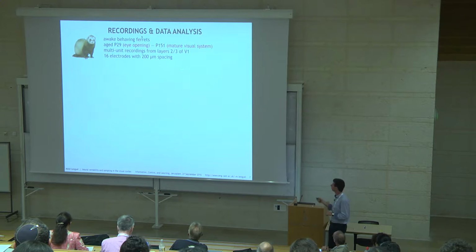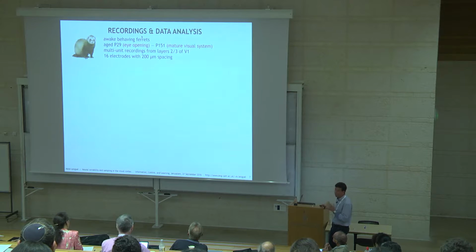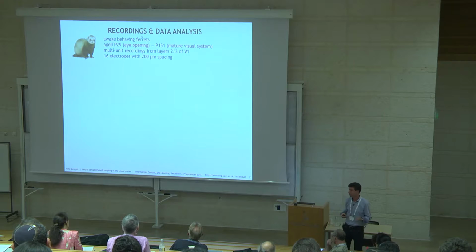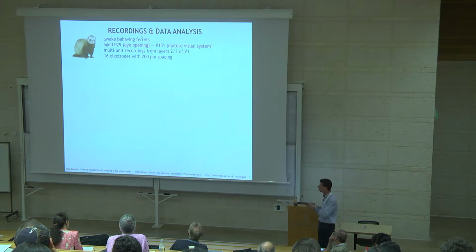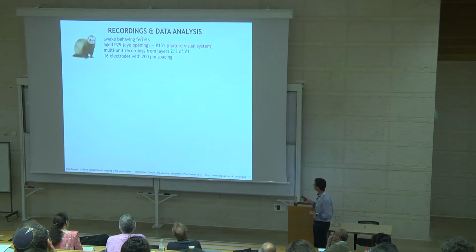People usually don't look at ferrets of this age. In classical terms, the visual development is supposed to have finished roughly by P80. It turns out that with our measures, there's something interesting happening still much later. And we used multi-unit recordings from superficial layers of V1, with 16 electrodes.